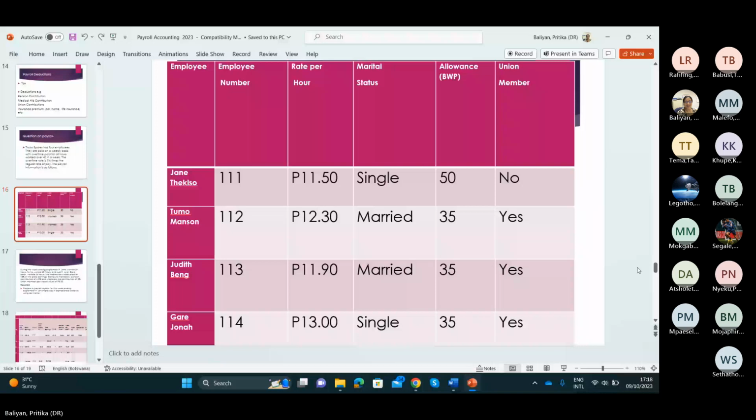Judith Bank. Yes, Judith Bank will come first. So we prepare the list.